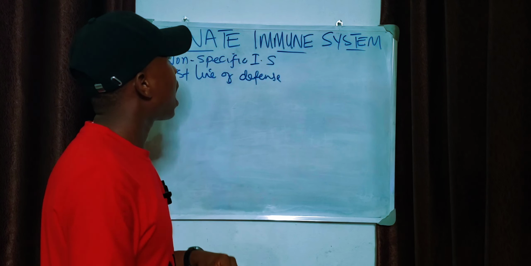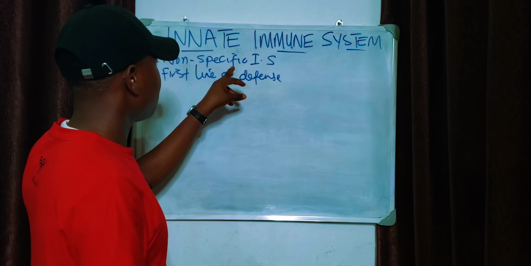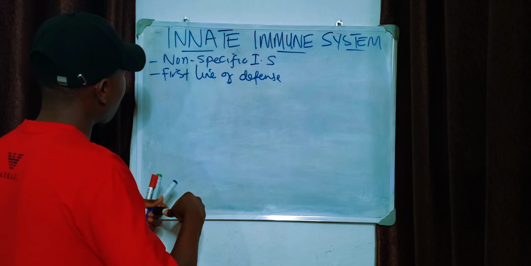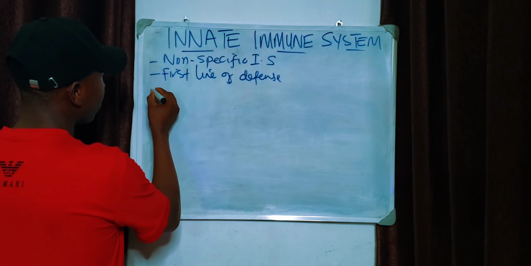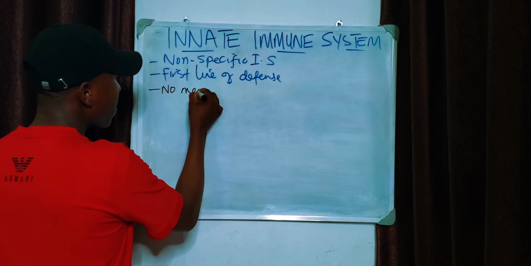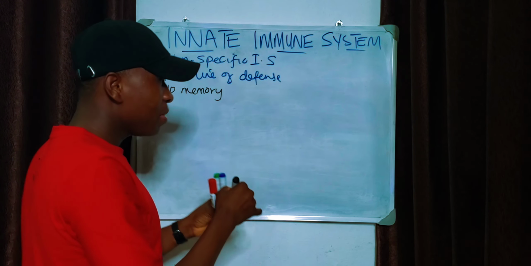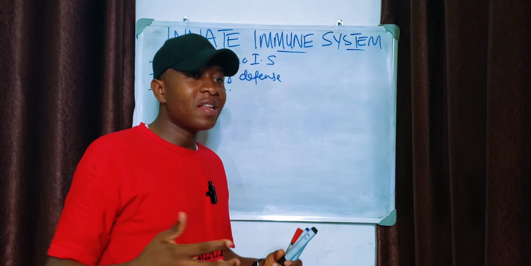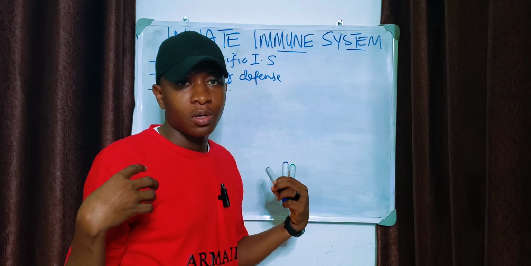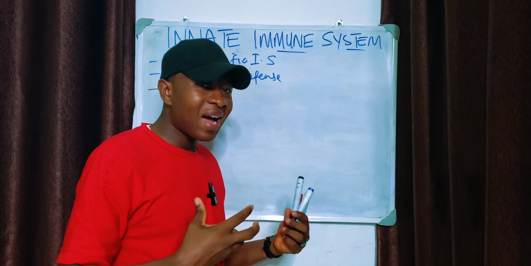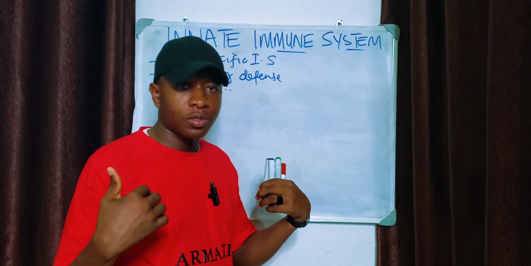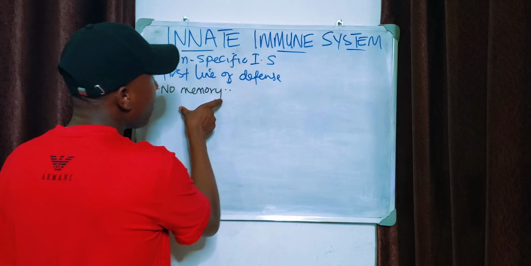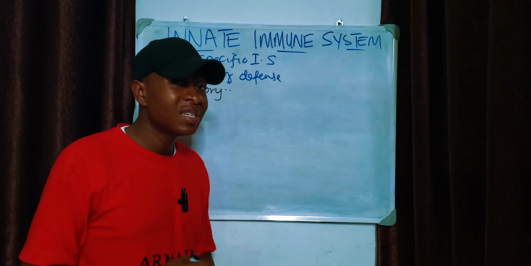Now let's come back to our innate system. Non-specific, first line of defense. Another thing to note here is that it has no memory. That means that this particular immune system does not remember the infection it has fought before. So it doesn't remember past infections. It starts everything afresh. So there is no memory in this particular immune system.